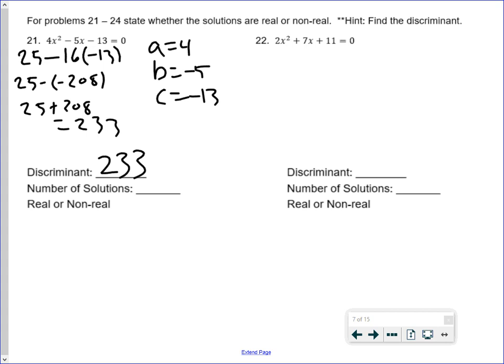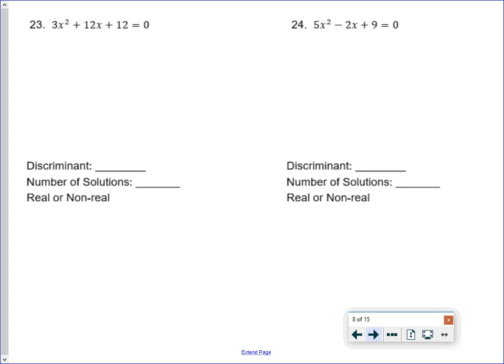Okay, so we see our discriminant is positive, and if it's positive, that means we have 2 solutions. It's non-zero, so we have 2 solutions. And we also know it's real since it's positive, because remember, ultimately, we're going to be taking the square root of the discriminant. So as long as the discriminant is positive, our answers will be real. And you do the same thing for number 22. Figure out your A, B, and C, and plug it into the discriminant formula. Same thing with 23 and 24 as well. We'll leave that for you guys.